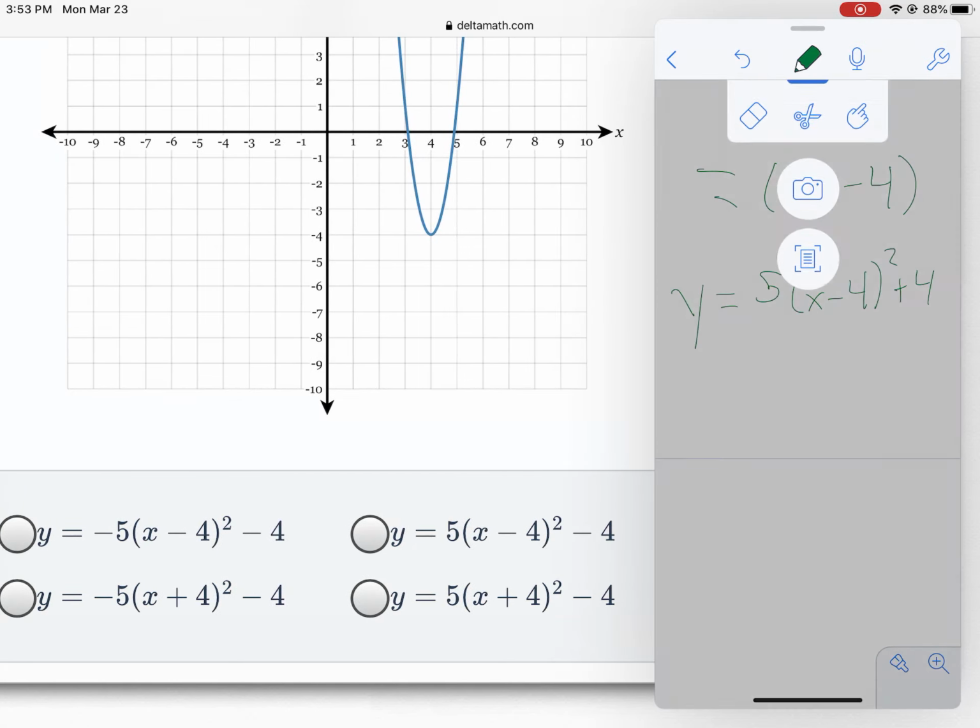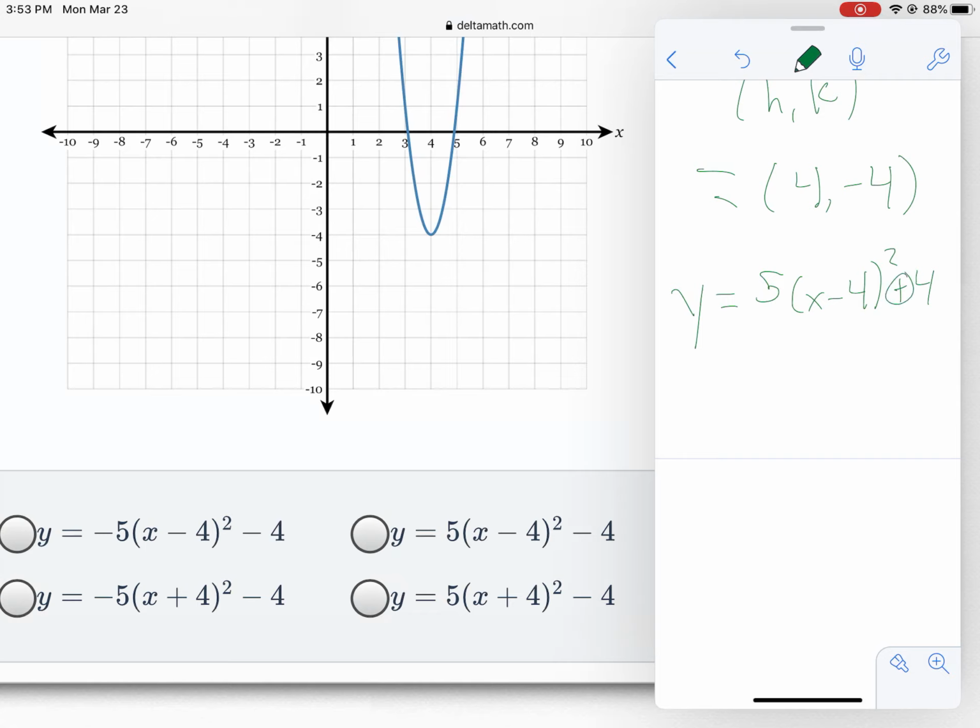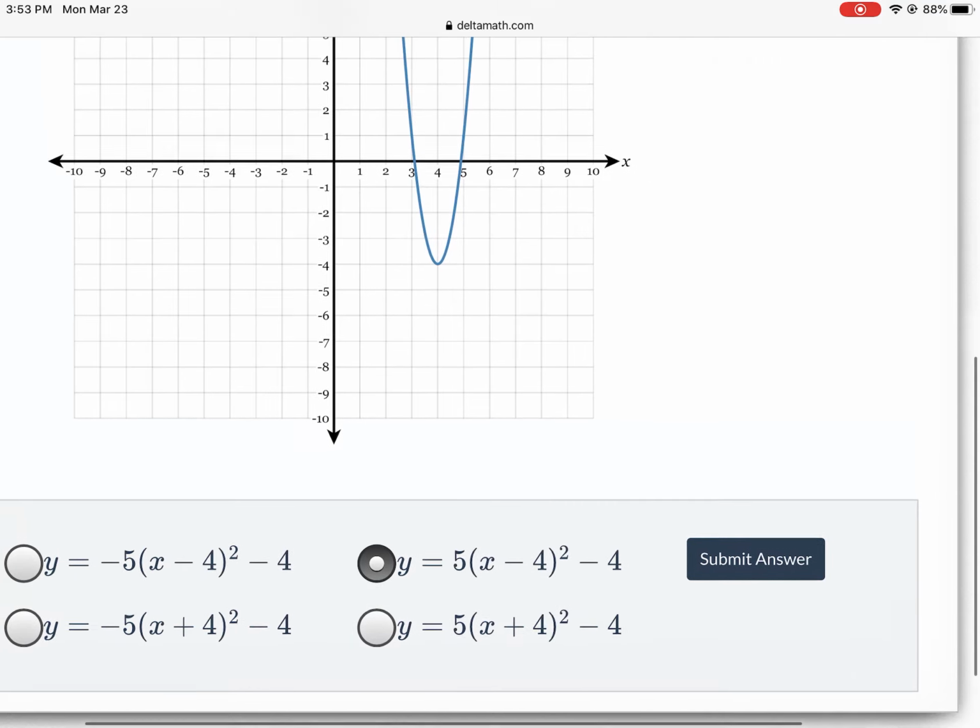Oh, here's a mistake I made. This plus sign should be a negative sign because of this negative. That stays the same. 5 times x minus 4 squared minus 4. So they should both be negative, and a positive 5, not a negative 5.